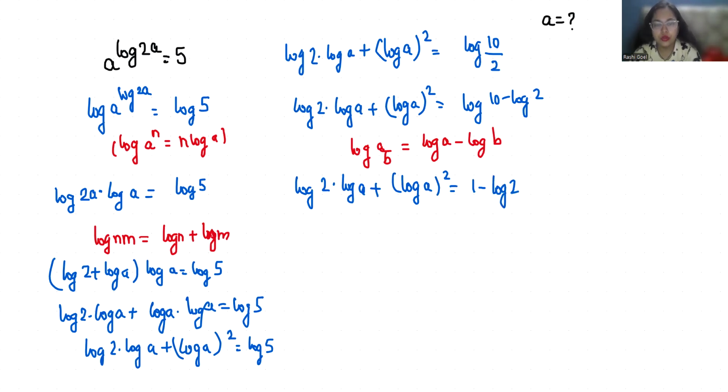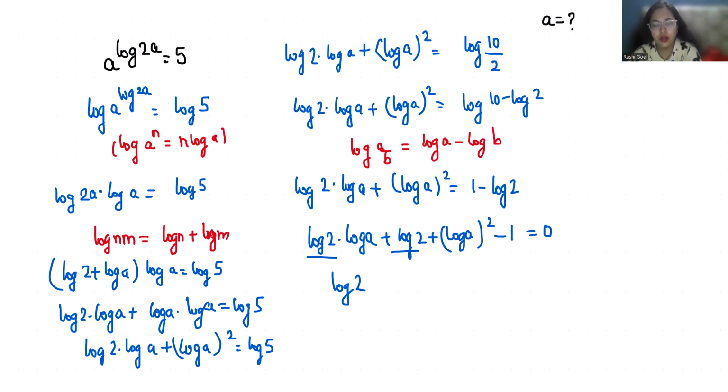Now log 2 times log a, if we take this log 2 to this side, plus log 2 plus log a whole square, and this 1 comes to this side, minus 1, is equal to 0. Now if I take log 2 as common, so log a plus 1, plus this 1, I can write it as 1 square, and we can use the identity a square minus b square, which is equal to a plus b times a minus b.